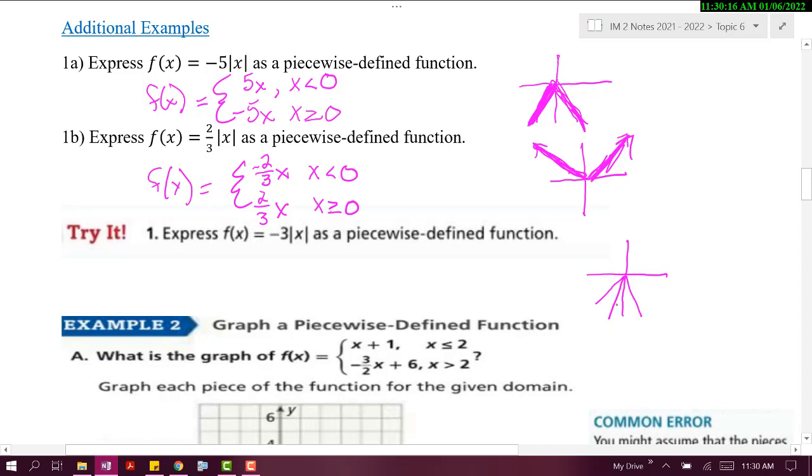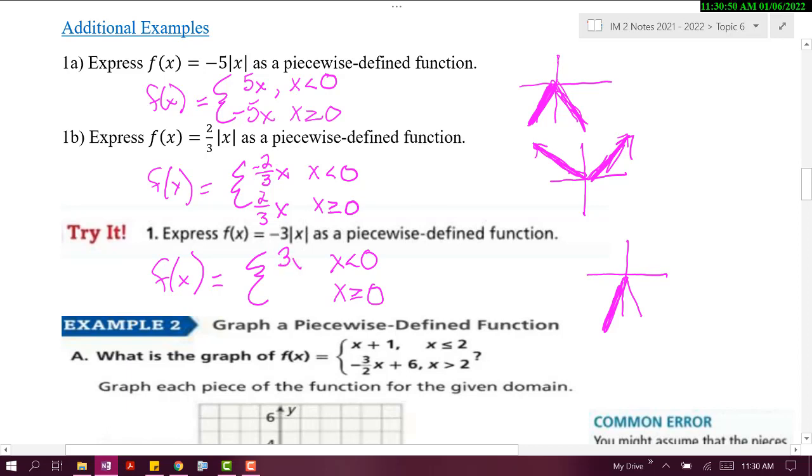We know it's narrow because 3 is bigger than 1. We know it opens down because it's negative. And its absolute value, the vertex is at 0, so we know it looks like that. So again, f of x equals, and it changes at x equals 0, so we can do x less than 0, x greater than or equal to 0, like we did in the top two. So when x is less than 0, over on this side, we have a positive slope. Well, that slope is going to be the 3.